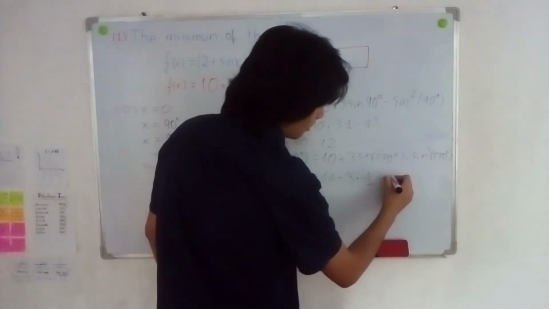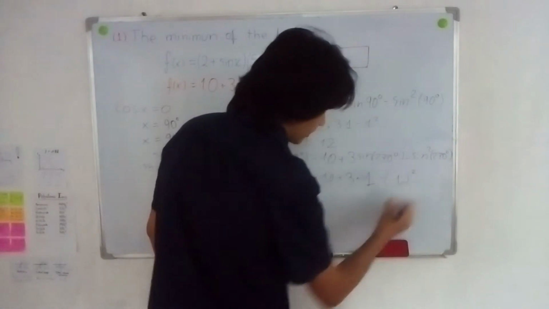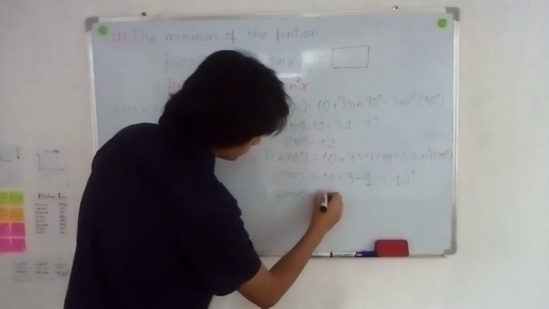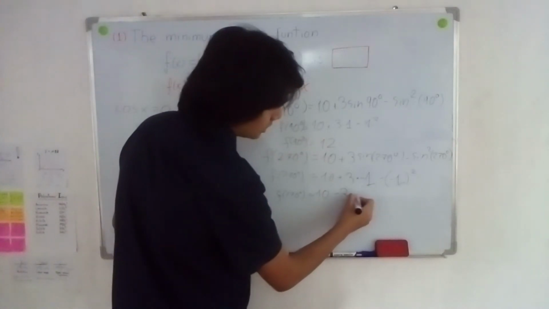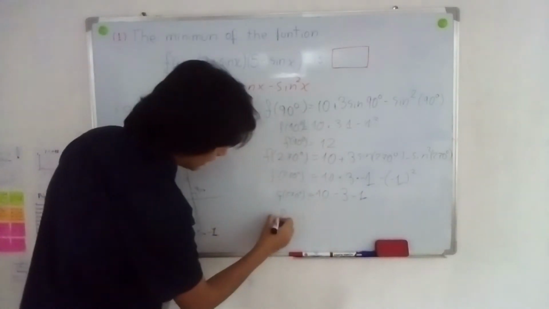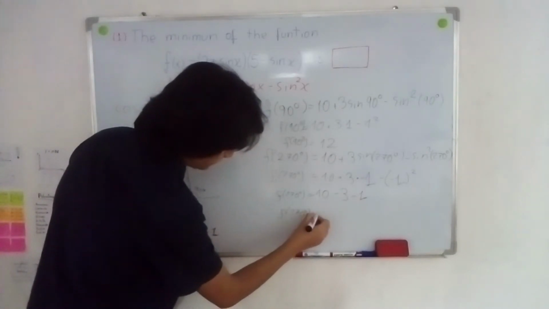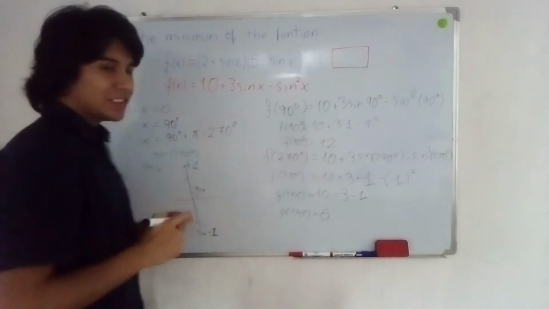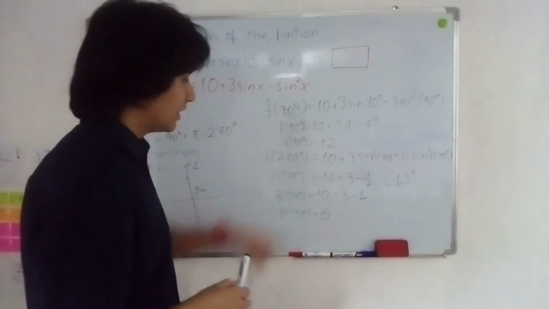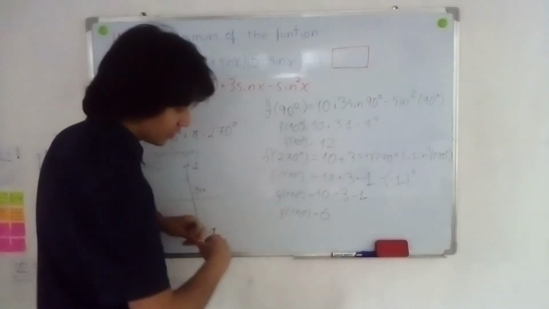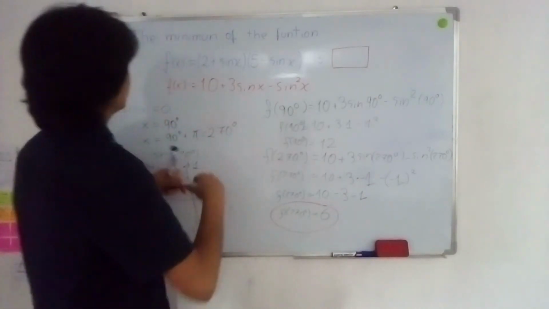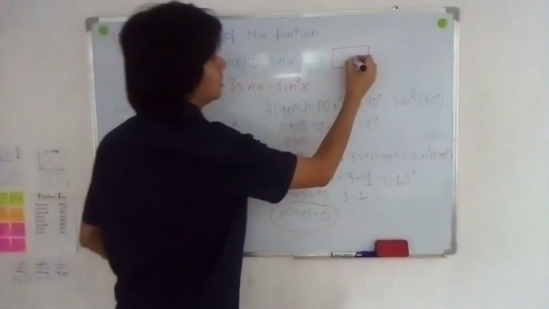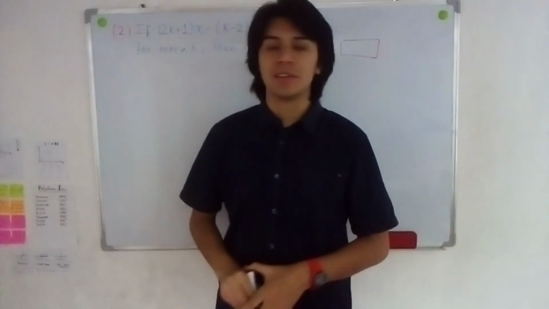So this function at 270 degrees is equal to 10 plus 3 times minus 1 minus 1 square, which is 10 minus 3, that is 7, and minus 1 is 6. So where is the minimum? The minimum is 6 and the maximum is 12. So that is the correct answer: 6. Then the minimum of the function f is 6.